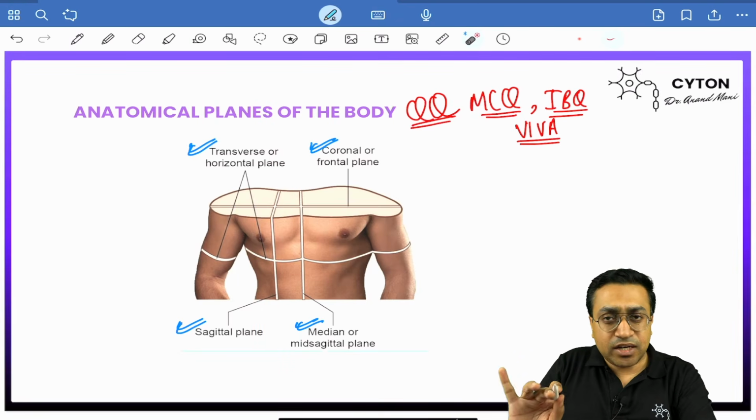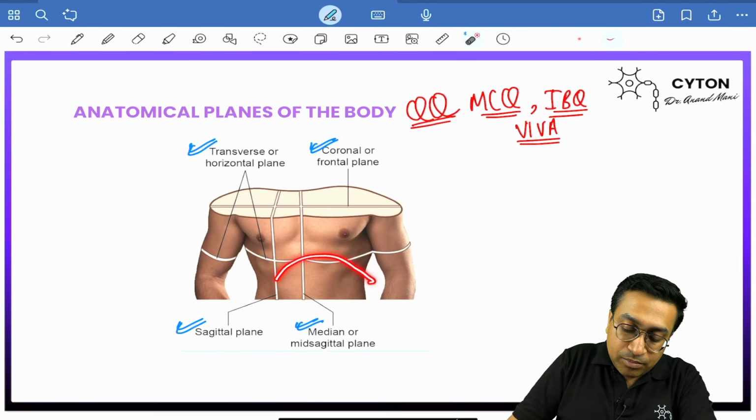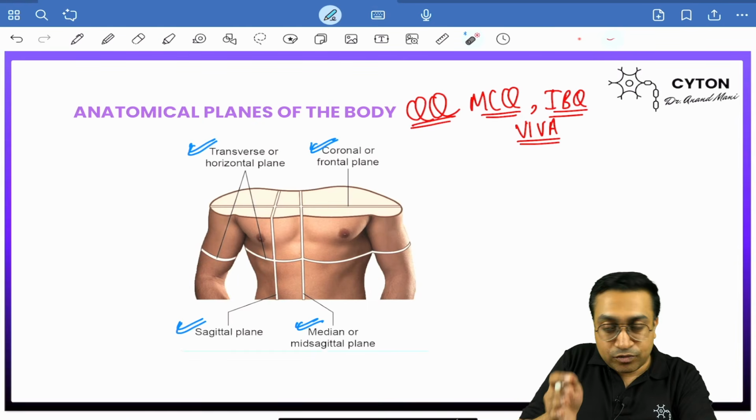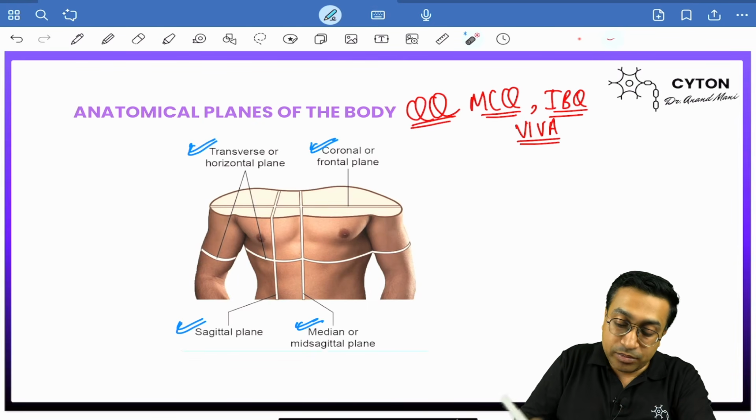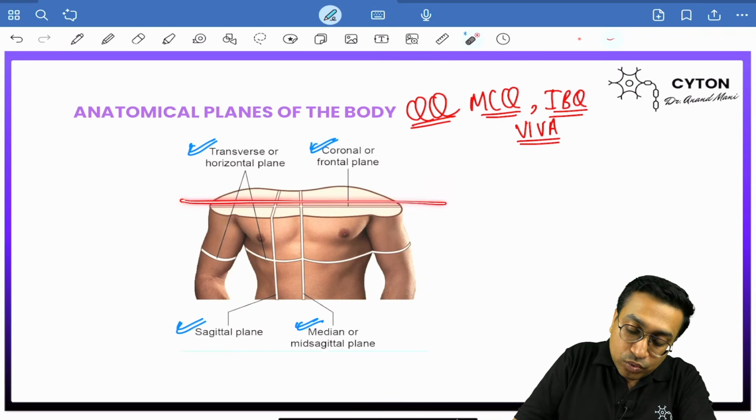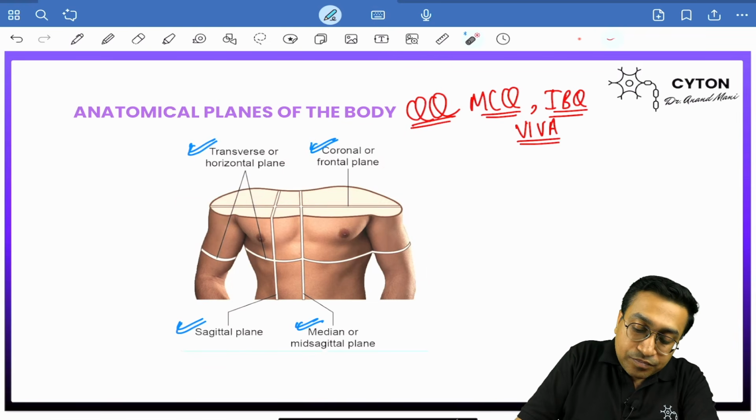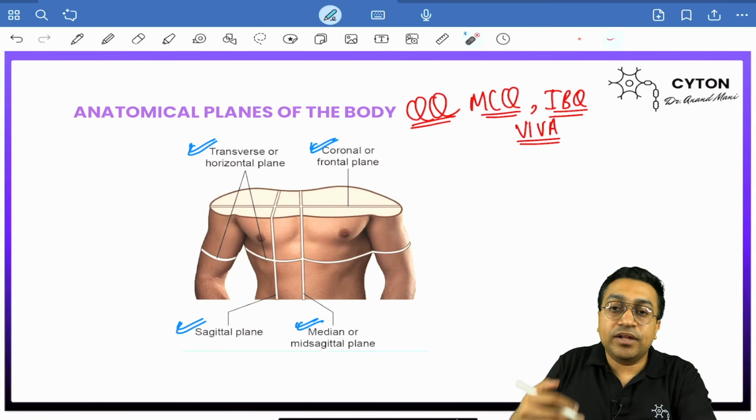Parasagittal or sagittal plane, that is again cutting the body into right and left, but it is not from the midline, away from the midline. Then you are cutting through this plane, that is the coronal plane or the frontal plane, which is dividing the body into anterior and posterior halves.